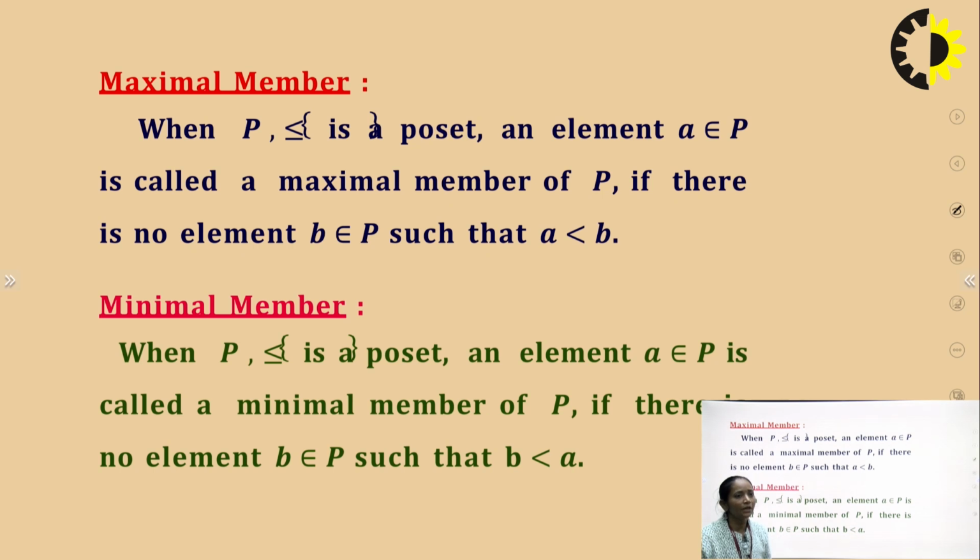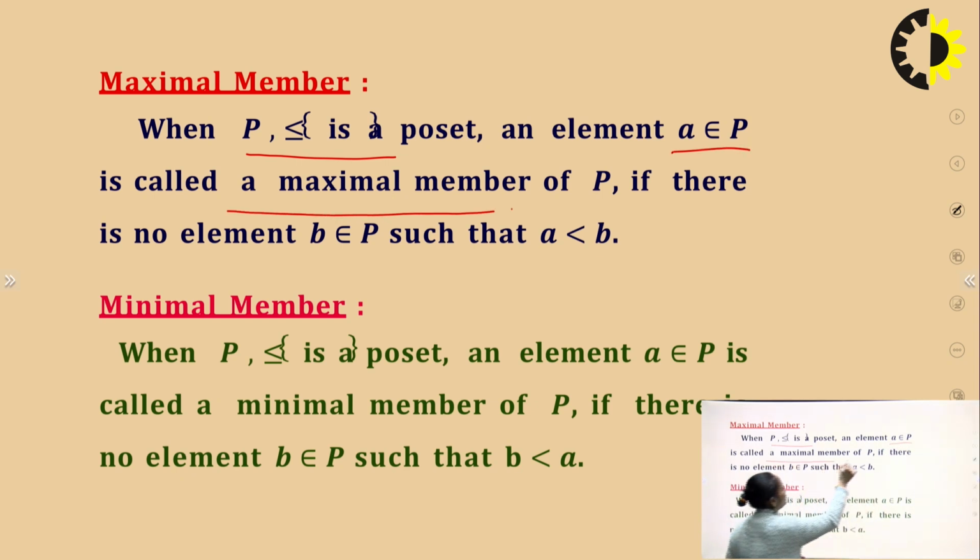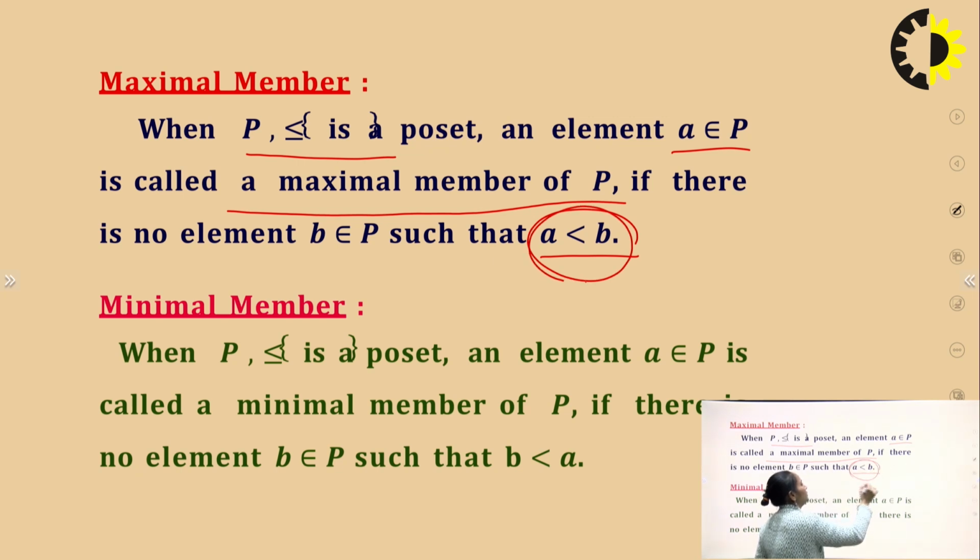What will be the maximal element and minimal element? Both look like the greatest element and the least element, but there is a difference. When P is a poset, an element a belongs to P is called a maximal element of P if there is no element b belongs to P such that a is less than b. What is the meaning of this? There is no element greater than this, so we are talking about the maximal element.